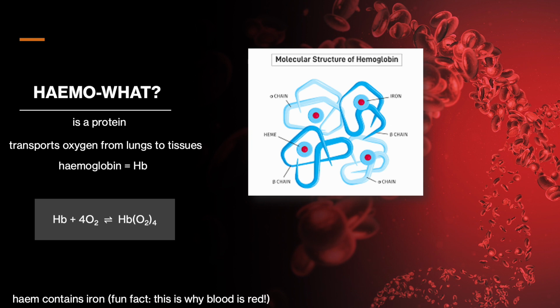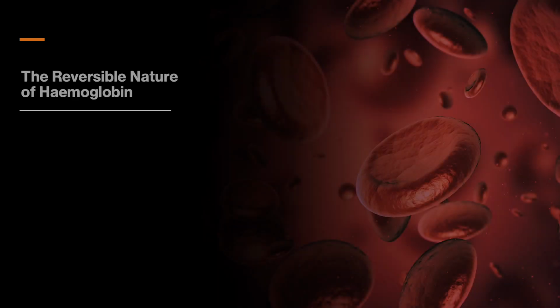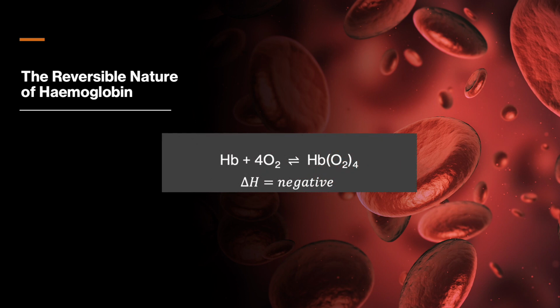Once haemoglobin takes on oxygen, it becomes oxyhaemoglobin and is bright red in color. In contrast, deoxyhaemoglobin is a more purple-blue color. The exothermic chemical reaction of haemoglobin and oxygen is reversible, meaning that the process can repeat itself over and over again. Once the haemoglobin becomes oxygenated in the lungs, it is then pumped around the body by the heart.